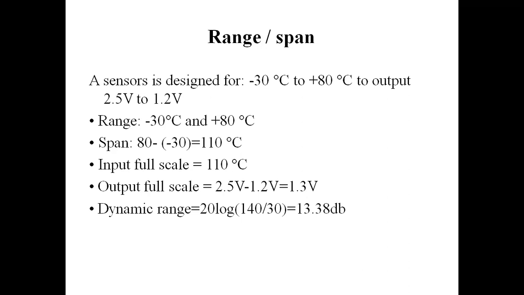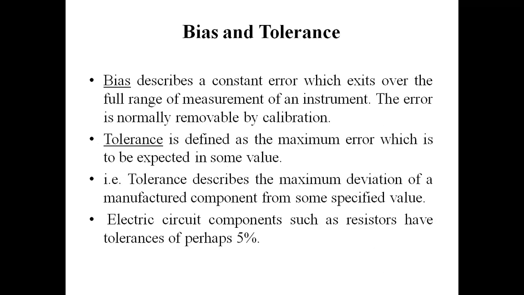So we know what the input full scale is. The input full scale is nothing but the span value we have obtained, so it is equivalent to 110 degrees Celsius. The next one is the output full scale. For this we calculate the difference between the voltages, 2.5 volts minus 1.2 volts, so we get 1.3 volts. In the case of dynamic range, we take the logarithm of the voltage value, so we get the value in decibels, 13.38 decibels.